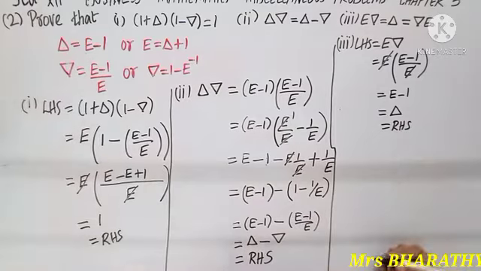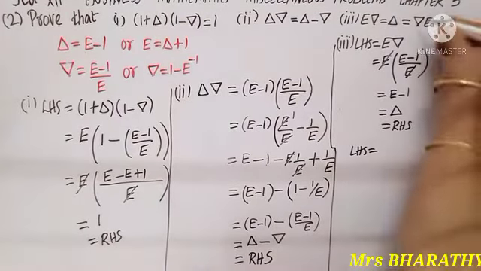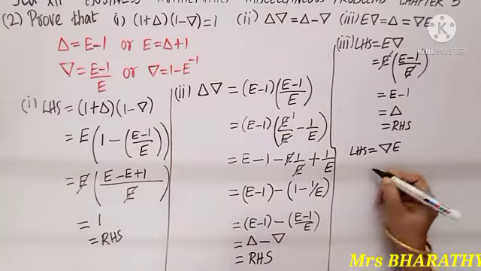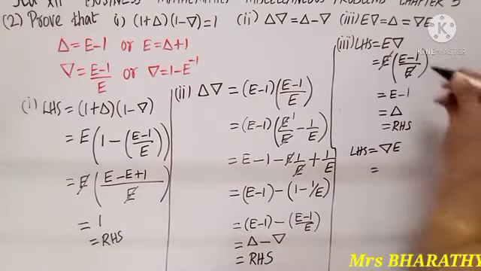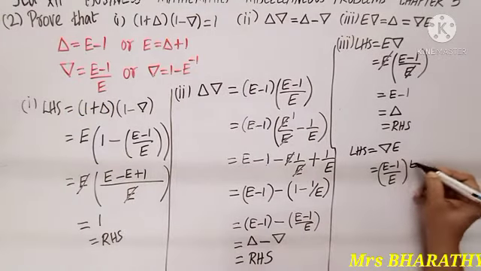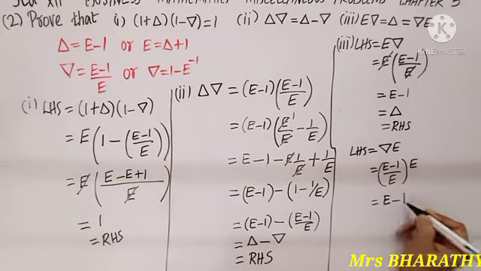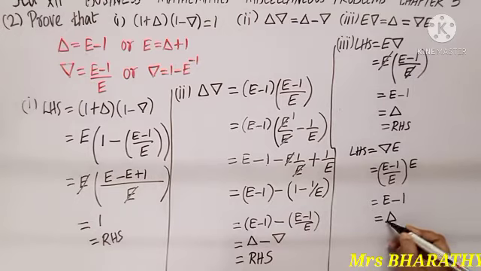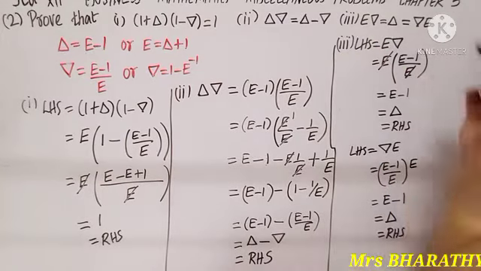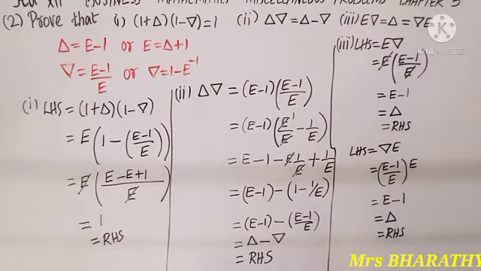To show this result, LHS, I have nabla into E. What is nabla? Nabla is nothing but E minus 1 by E into E. Again, we cancel E and E. We just get E minus 1, which is nothing but delta, and that is the RHS. So, whether I multiply E into nabla or nabla into E, my answer is delta only.